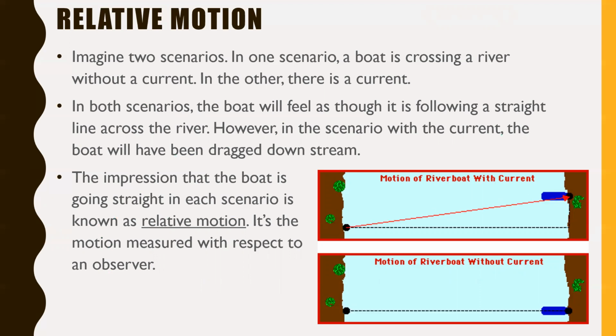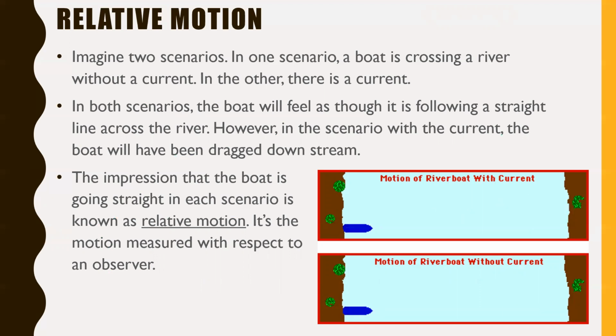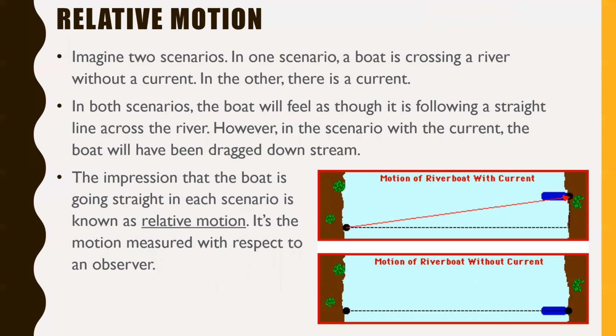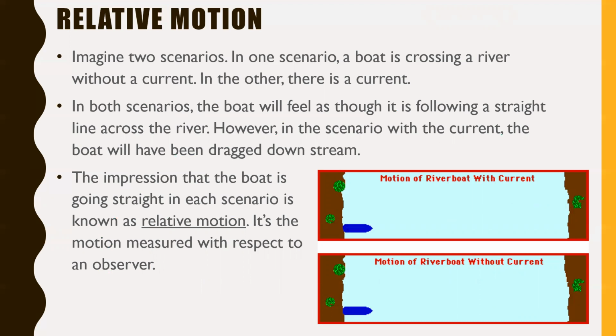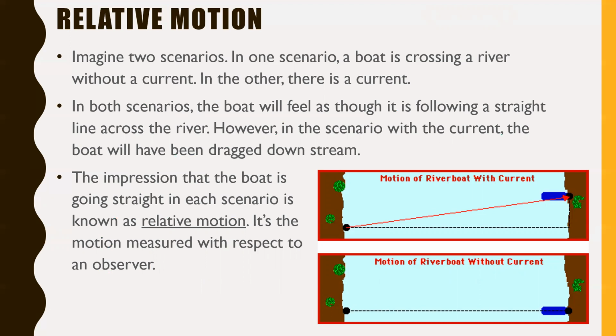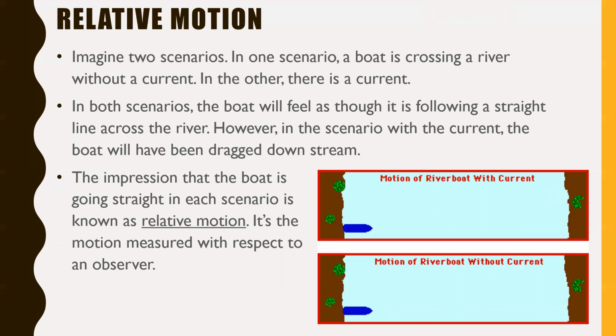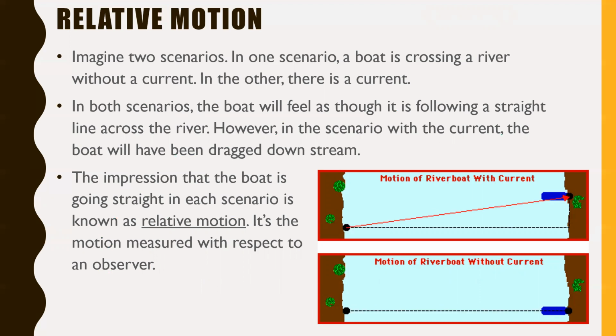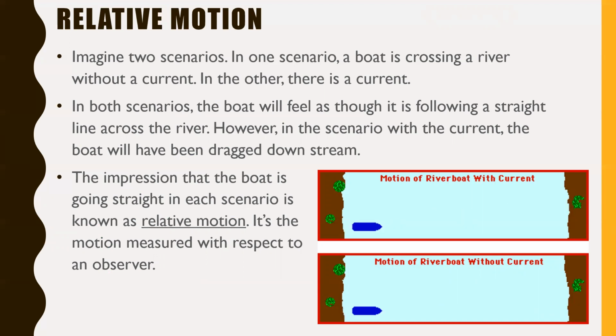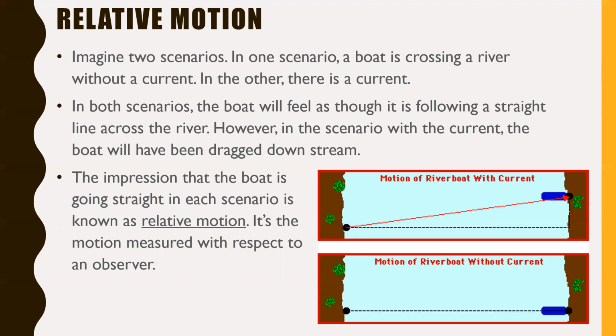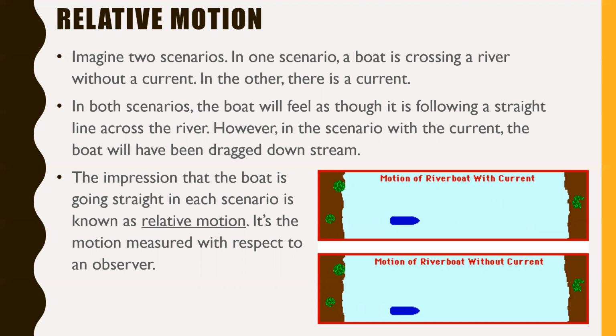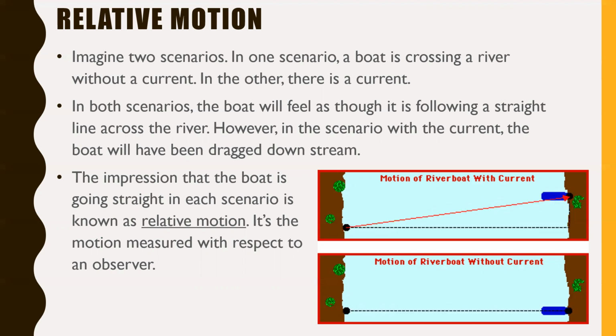So first of all, to understand relative motion, I want you to imagine two scenarios. In one scenario, a boat is crossing a river without a current. It's just completely flat water. In the other, however, there is a current. In those pictures you see there that are moving, the current one, of course, is the one on the top, and the one without a current is the one on the bottom. Now, in both scenarios, the boat, or at least the people in the boat, will feel, not relative to the shore, but feel as though they're following a straight line across the river, right?